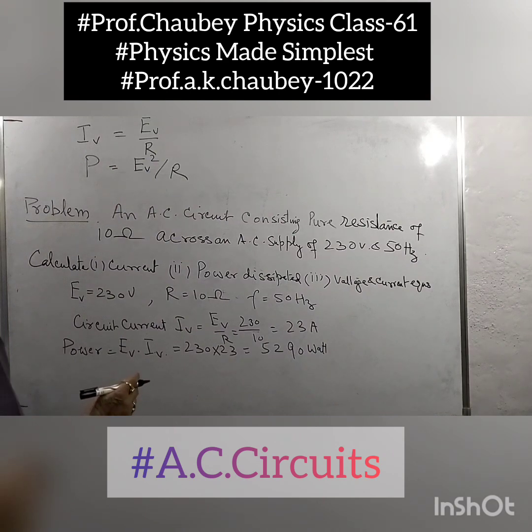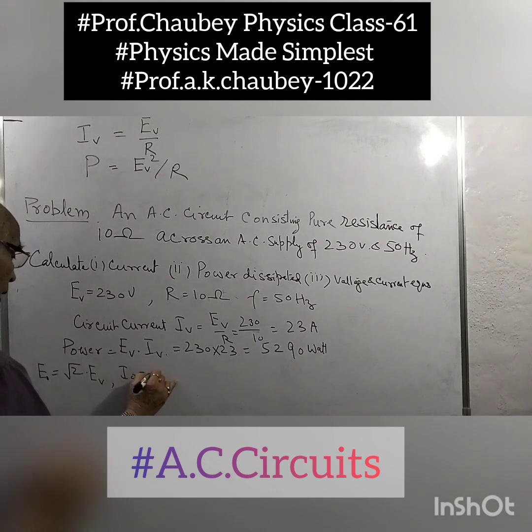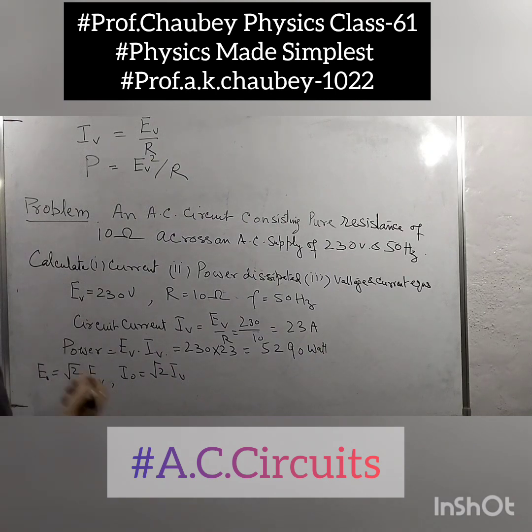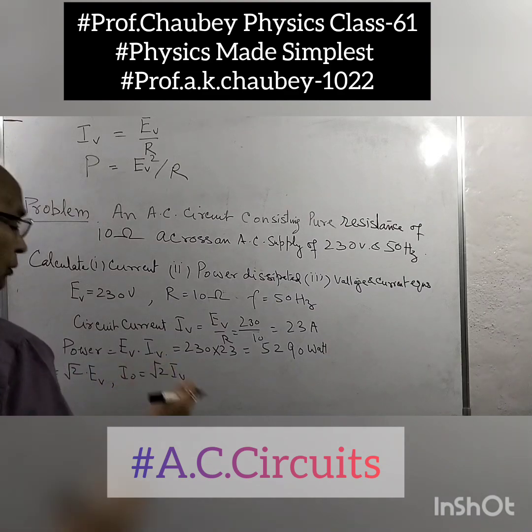So this is the power dissipated. And now E naught, that is the maximum value, E naught over root 2 is equal to E_V. So E naught is root 2 into E_V, that you know. And similarly, I naught is root 2 into I_V, the average value. So from this, you can find out E naught and I naught.